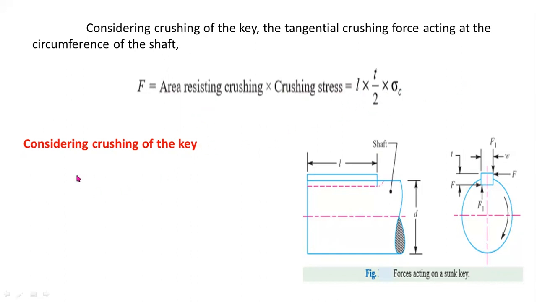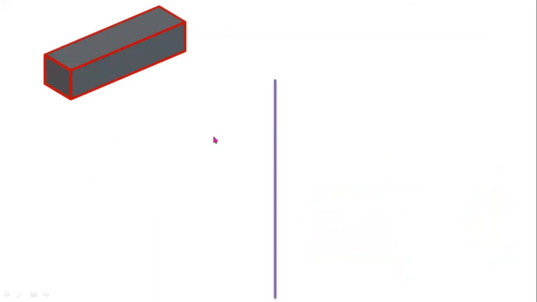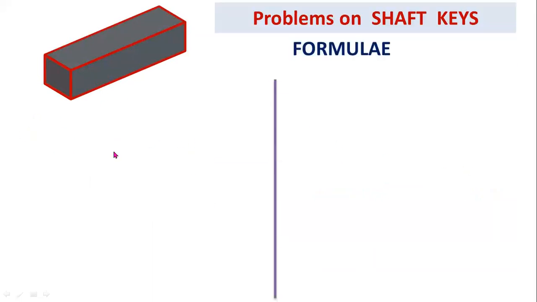After that, you have to use the torque formula. Torque equals force into radius of the shaft. Here the force is L into T by 2 into sigma C, into D by 2. So this is the formula for torque on the basis of design for compressive forces. Now these are the important formulas used for design of keys.